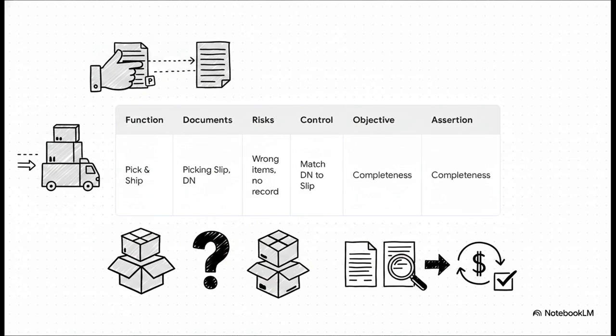A clerk must literally stand there and match the delivery note to the picking slip before they tape the box shut. This proves the completeness of revenue and the existence of inventory. Now jump to a computerized system. This manual cross-referencing is completely replaced by handheld barcode scanners. The warehouse worker scans the item and the system instantly verifies it against the digital picking slip, which practically eliminates human error on the spot.